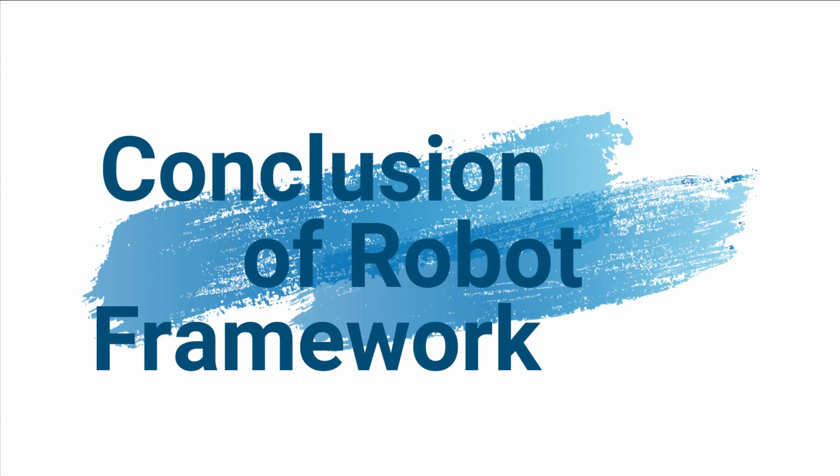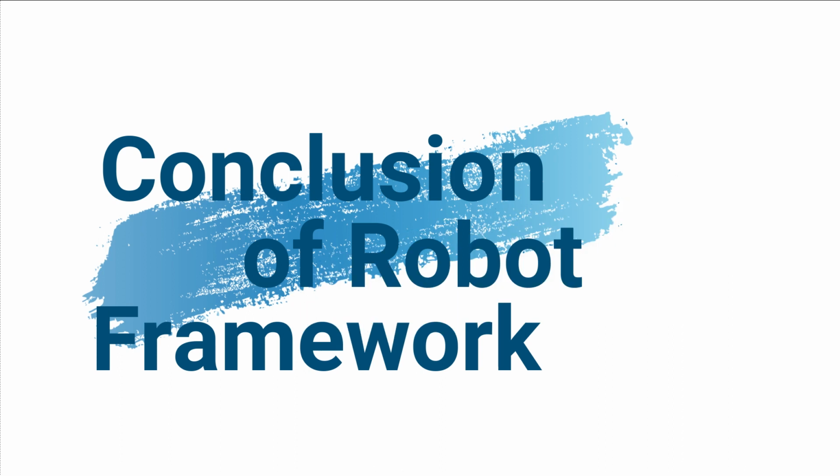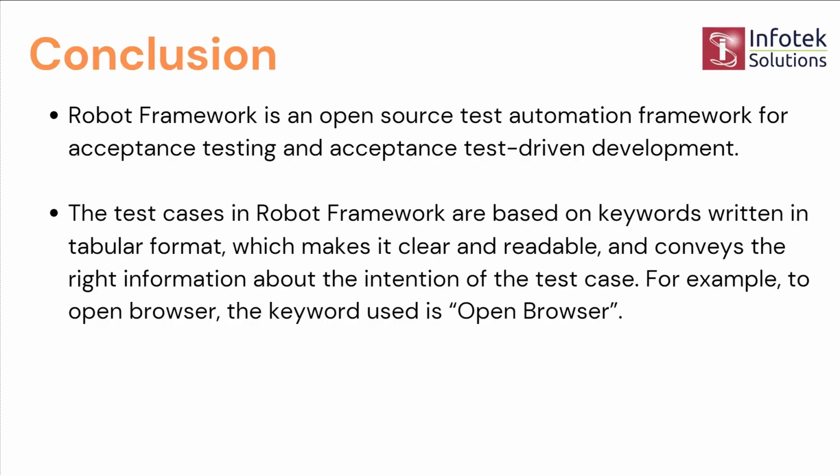At last, after going through all of this discussion, the conclusion here is just two things. First, it's an open source test automation framework for acceptance testing and acceptance test driven development. Test driven development means you can apply multiple data for a single test case. That's basically data driven testing. And the second thing is the test cases in Robot Framework are based on keywords written in tabular format, which makes it clear and readable and conveys the right information about the intention of the test cases.